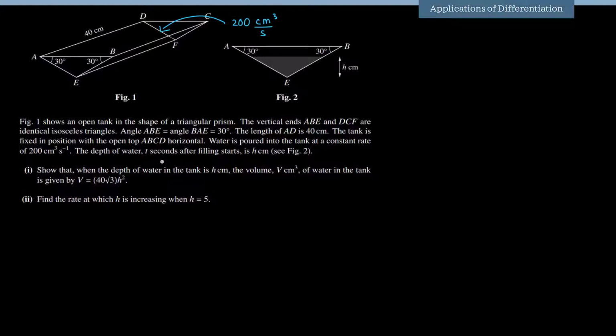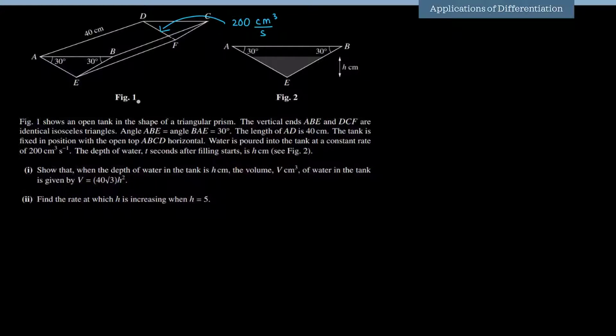And after t seconds, the depth of the water is 8 centimeters, and this is shown in figure 2. In the first part of the question, I need to show that when the depth of the water in the tank is h centimeter, the volume V centimeter cube of the water in the tank is given by the equation V is equal to 40 square root 3 h squared.